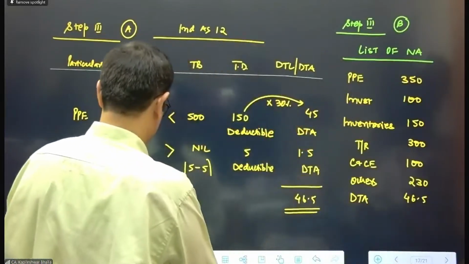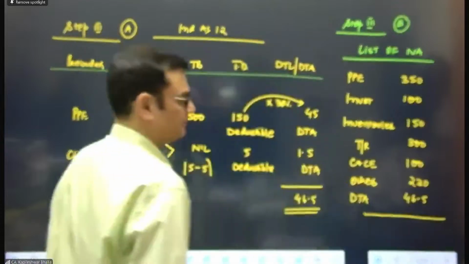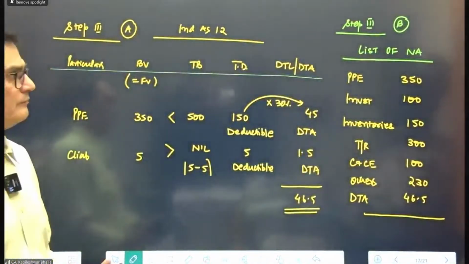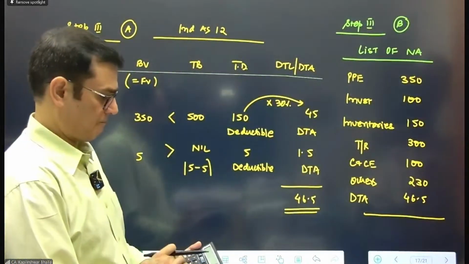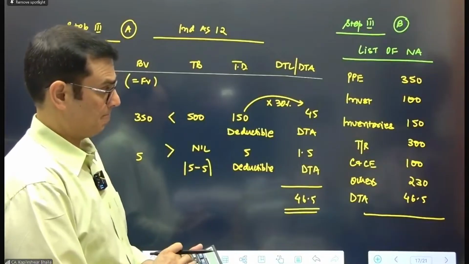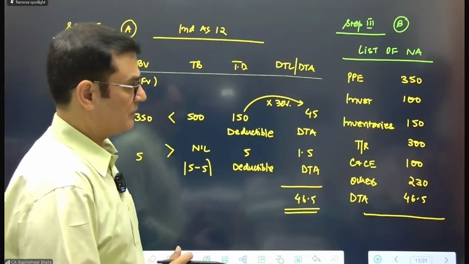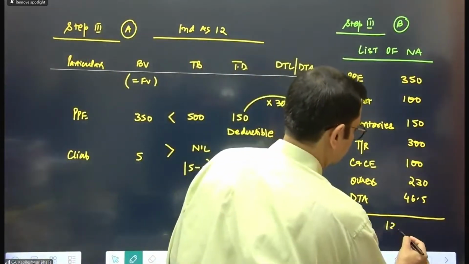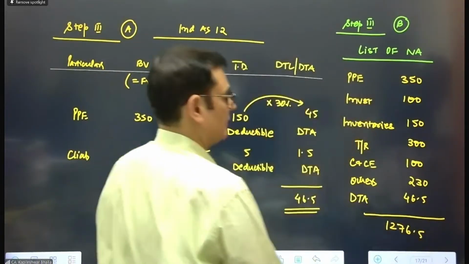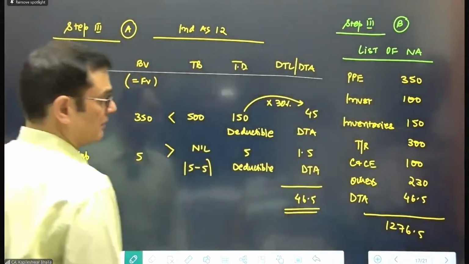If you can just give me the sum total of the assets so far. 1 minute, sir. 350, 100, 150, 300. 1276.5. Yes, sir, 1276.5. Correct. So let's continue with the list. So that becomes the total assets, and then we can reduce the liabilities as well.